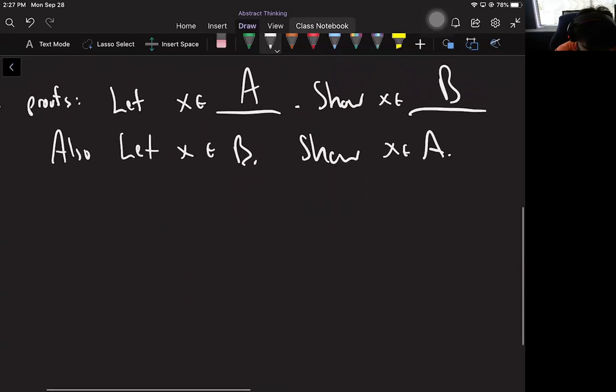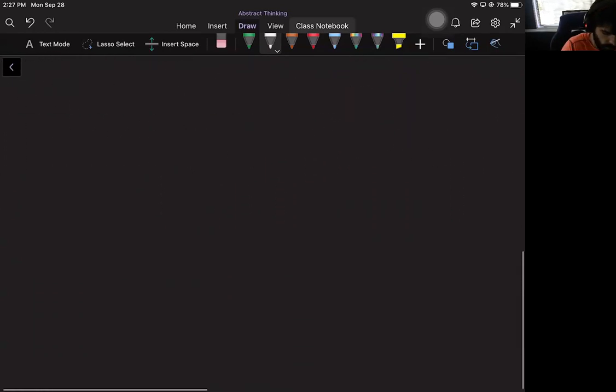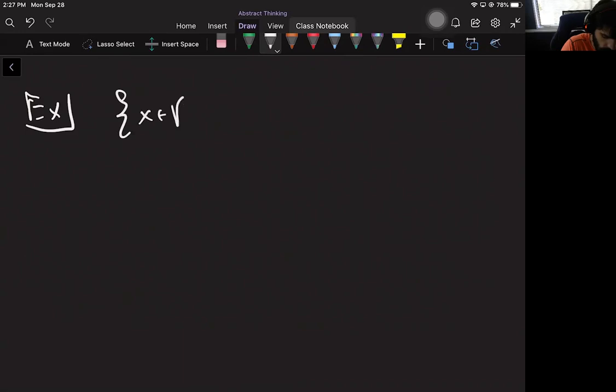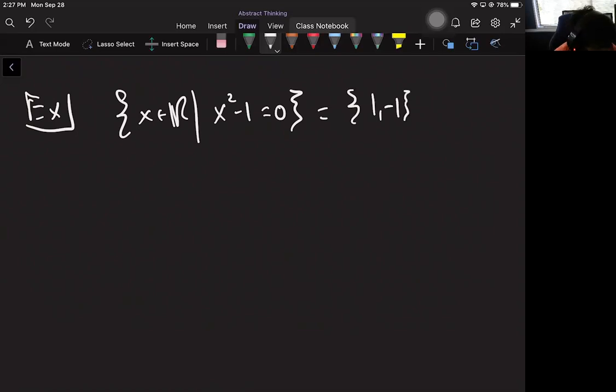Okay, so let's do a really quick example, and it's not going to be very general, it's going to be a very specific example, so I'm just going to give you two sets. Here's the first: all the real numbers, but not all of them, just the ones that make x squared minus 1 be 0. That's going to be the same as the set {1, negative 1}. So hopefully you can immediately believe that this is true, but let's try to prove it using this definition.